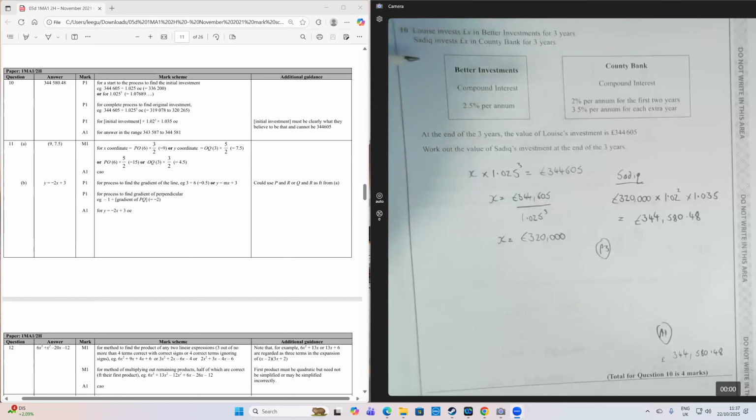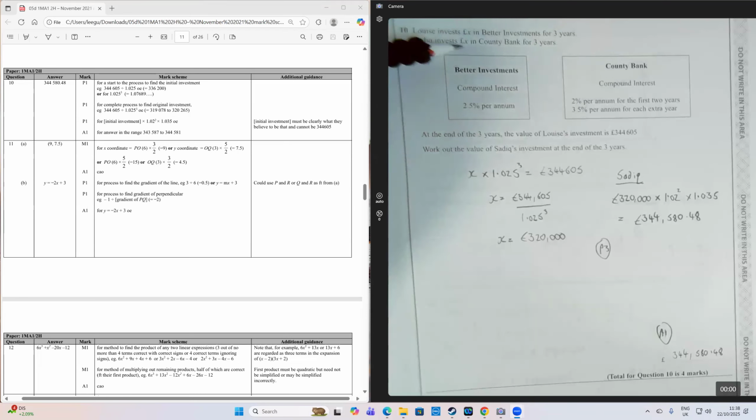Now, what does the question tell us? The question tells us that Better Investments gives you compound interest at 2.5% per annum. Whereas the County Bank says you get 2% in the first 2 years and 3.5% for each year after. And we've got to try and work out how much Sadiq has got at the end of 3 years.